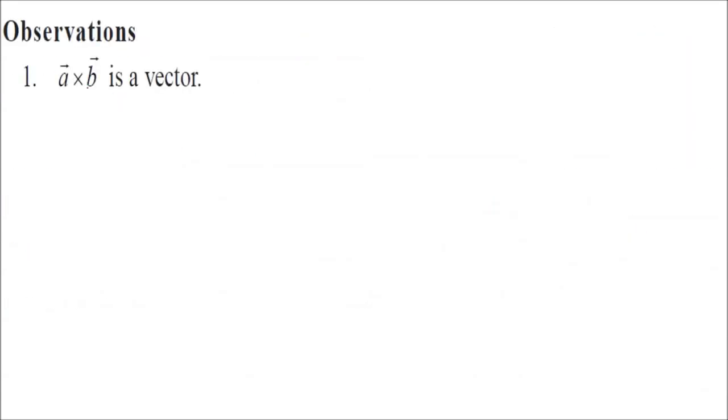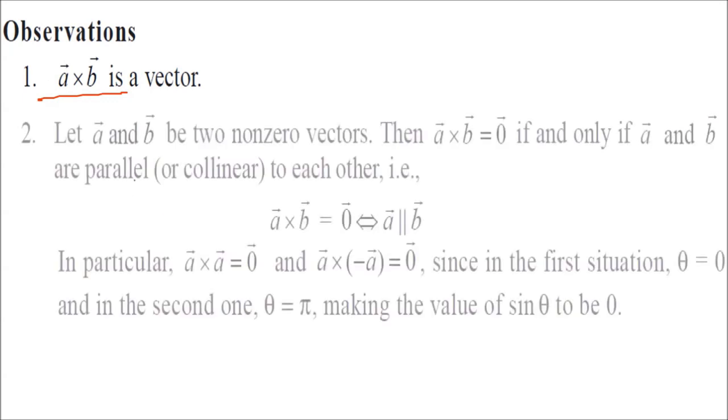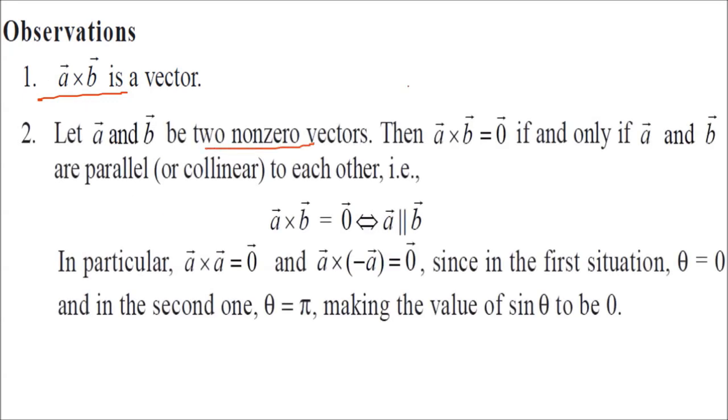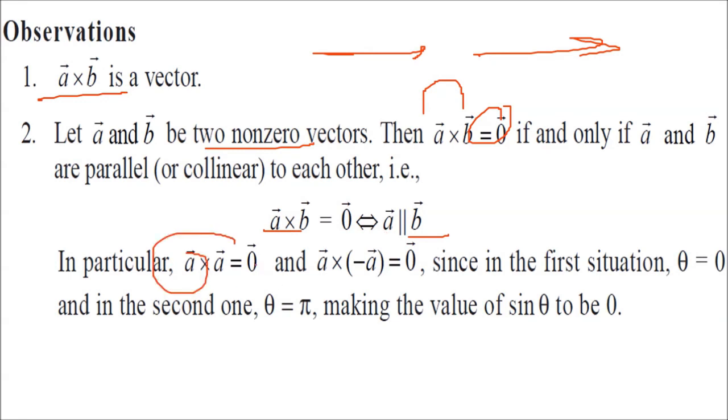What we have observed is that a cross b is a vector. If a and b are two non-zero vectors and a cross b is 0, that means a and b have to be collinear, since sine 0 is 0. That means a is parallel to b. Similarly, a cross a is 0, and a cross minus a is also 0, because in this situation theta is 0, and in this situation theta is pi.